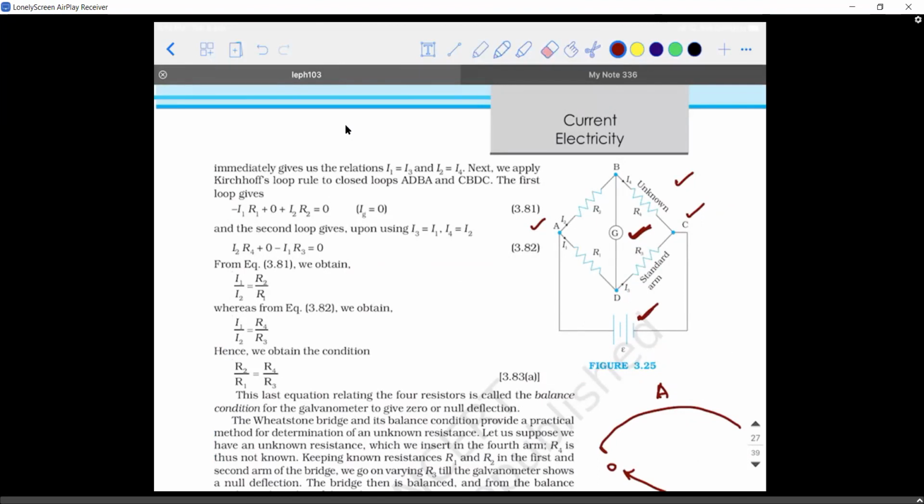When you do this, this kind of arrangement is what we call a Wheatstone bridge. So that is a basic description of a Wheatstone bridge. I have not explained how it is going to work. I have given you only the basic description of it. Now we are going to see how it is going to work.